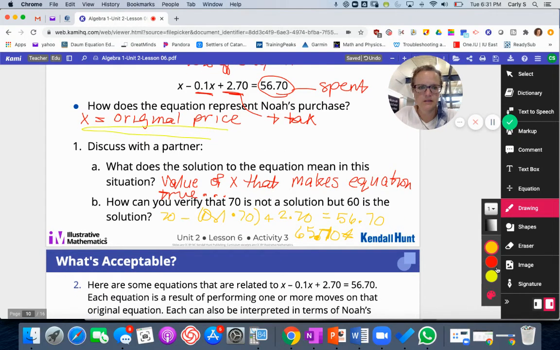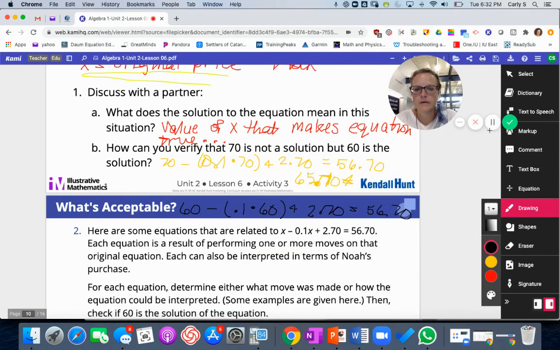Okay, let's try 60. Let me change colors. If I plug in 60 minus 0.1 times 60 plus 2.70, what do I get? 60 minus parentheses 0.1 times 60 close parentheses plus 2.70. I get 56.70. Okay, so that's how we verify. We plug them in and see which one gives us a true statement and which one does not. 70 was not true. 60 was.